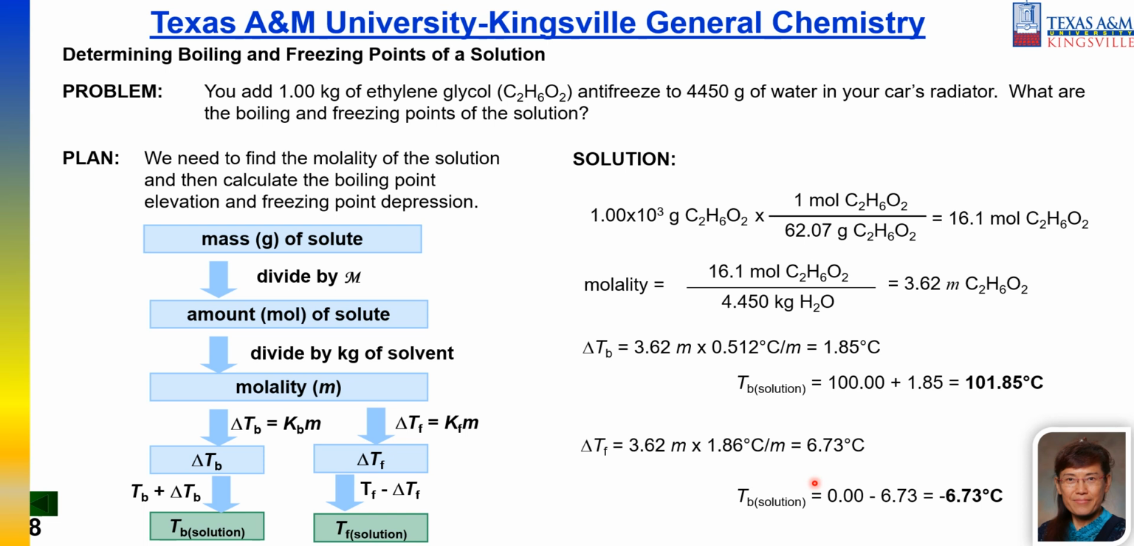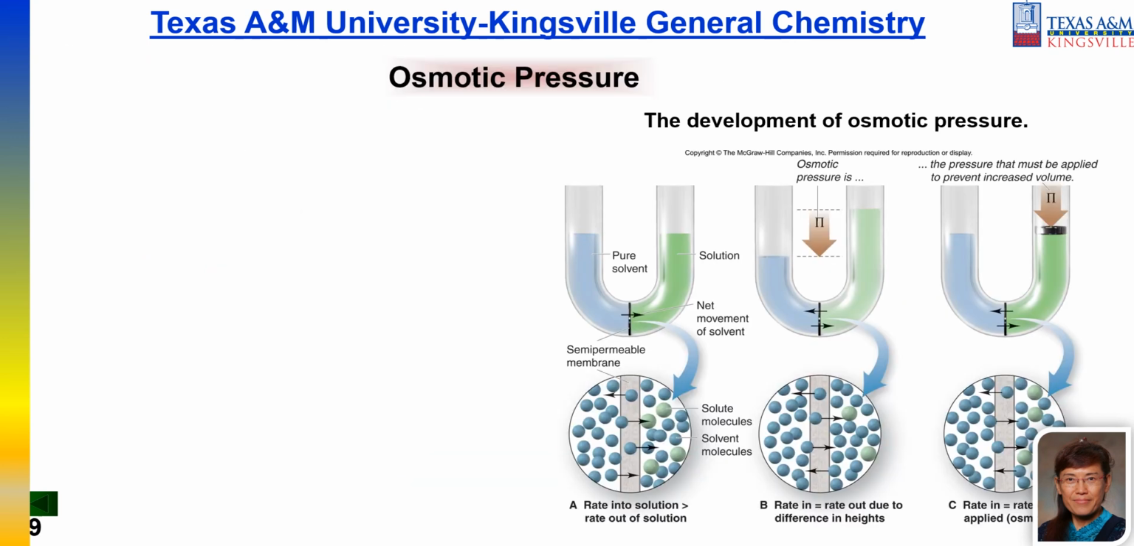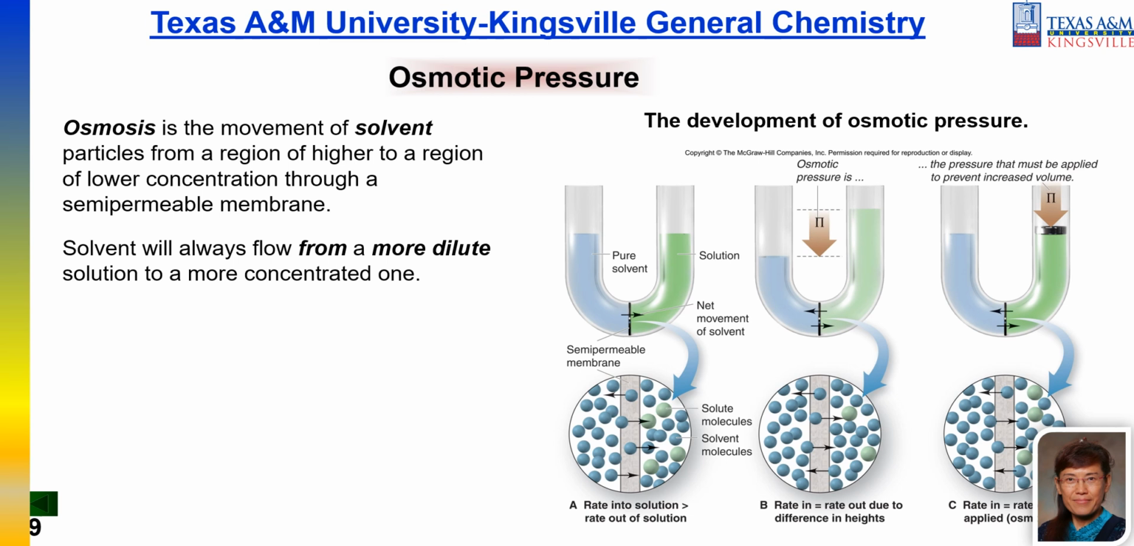That's two different variables, two different colligative properties. One is called boiling point elevation. The second one is called freezing point depression. The very last one is called osmotic pressure.